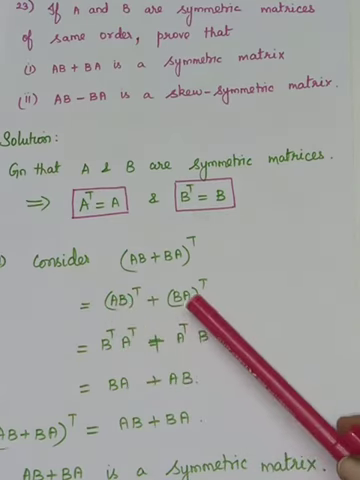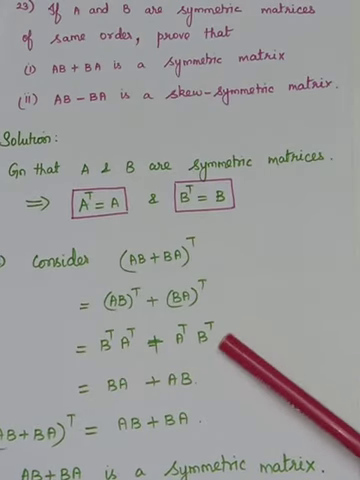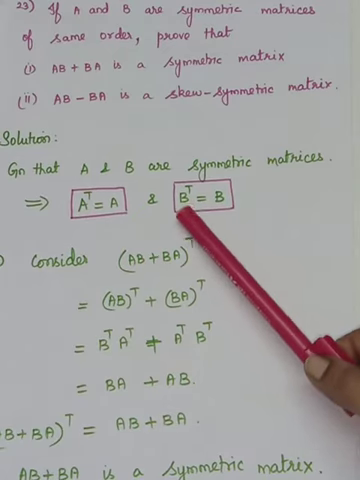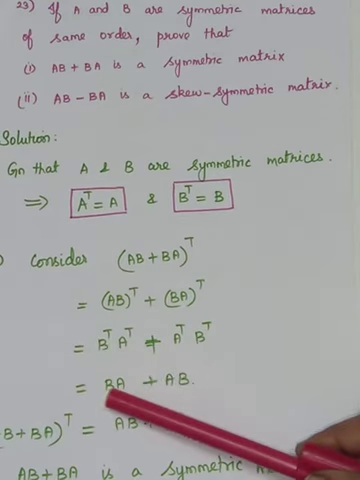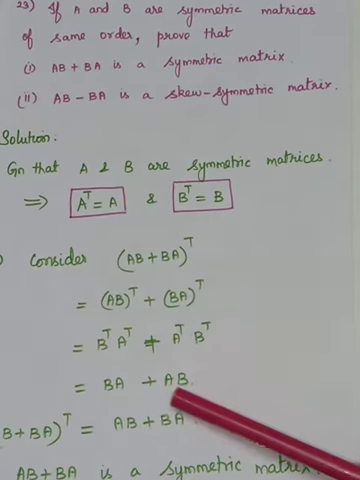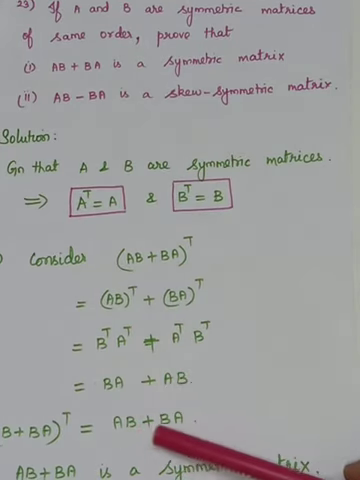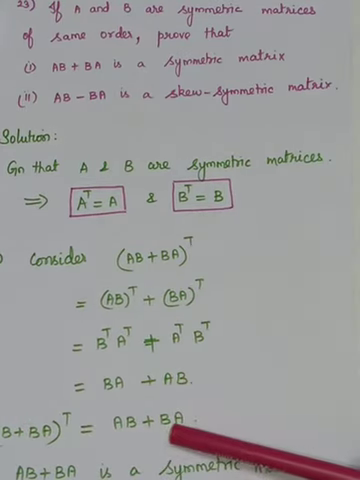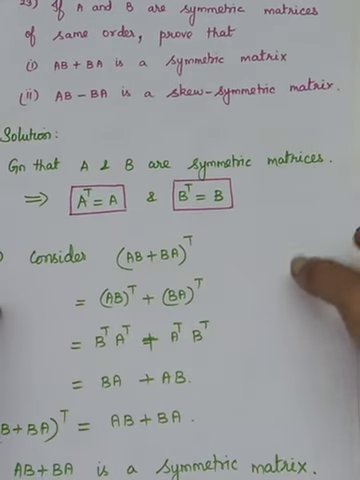Here also you will have A transpose B transpose. Here I have applied the reversal law of transposes. Here it is given B is a symmetric matrix, so B transpose is equal to B. So in the place of B transpose it is B. In the same way A transpose is also A. Since addition is commutative, we can write AB plus BA. So AB plus BA the whole transpose is equal to itself, which means AB plus BA is a symmetric matrix.